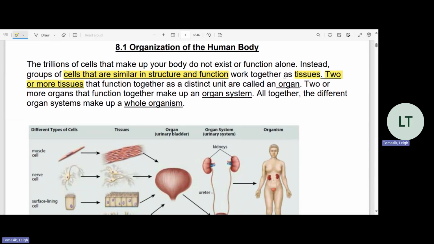Now, so then two or more tissues that function together is called an organ. Okay, you might know some of the organs in your body. For example, your heart is an organ, right? Your lungs are organs.